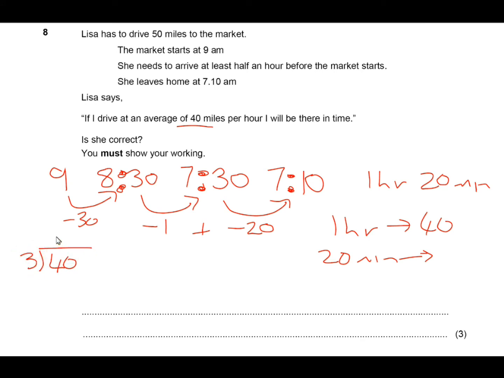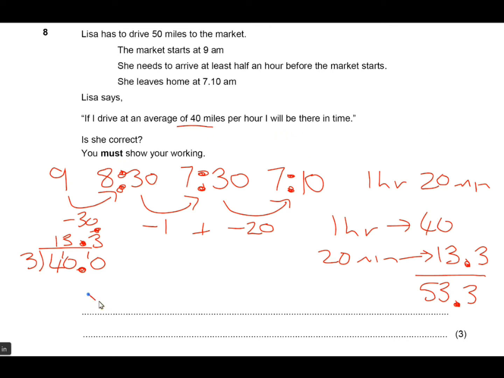Well, 3 goes into 4 once, remainder 1. 3 goes into 10 3 times, and then it's going to be a remainder of 1. So it's going to be 13.3 miles recurring. So she's going to do 13.3 miles in that 20 minutes. So altogether, in her 1 hour and 20 minutes, she can actually do 53.3 miles. So if she drives at 40 miles an hour, she'll be there in time.